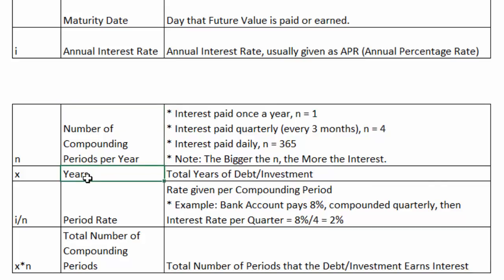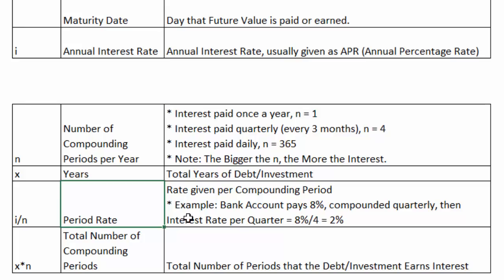Now, years, we're going to have annual rates for a number of years given a certain number of compounding periods per year. We'll use in our math formula x to represent years. That'll be total years for the debt or investment. Now, we have to calculate period rate. Notice little i divided by n. That means we take the annual interest rate and we divide it by number of compounding periods. Period rate is very important because they almost never give you the period rate. They always give you the annual interest rate. So you're going to have to calculate what the period rate is.